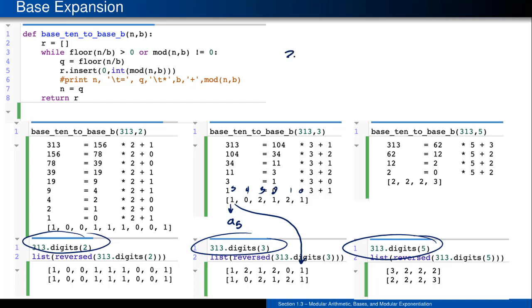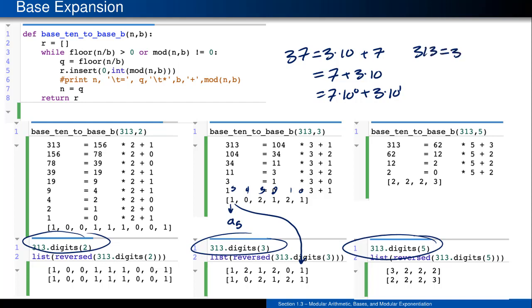And the justification for that is that if you look at the number 37, sometimes we view this as 3 times 10 plus a 7, but you could also view this as 7 plus 3 times 10, which is 7 times 10 to the 0, plus in this case a 3 times a 10 to the 1. Likewise, if I looked at the number 313, this could also be viewed as 3 plus a 1 times a 10 plus a 3 times a 10 squared. So it all depends on if you want those exponents in increasing order or in decreasing order.